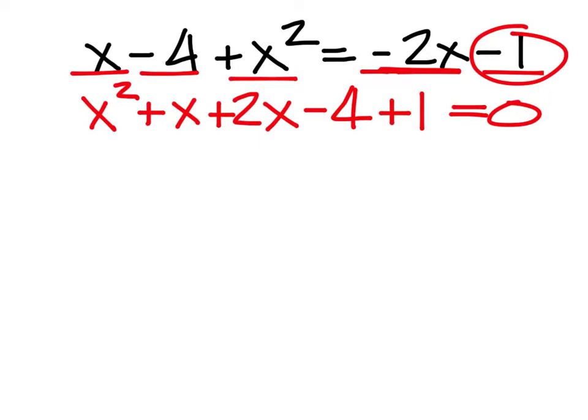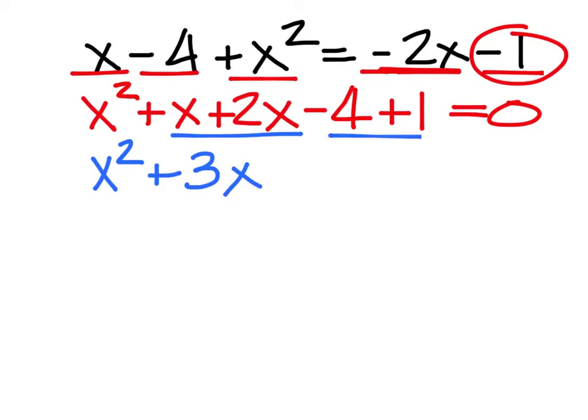Any questions about what we just did there? Okay. What can I do to simplify first? Keep your x squared. And then combine your x and 2x. X and 2x will give me 3x. Now what? And then combine your negative 4 and 1. Negative 4 and 1 will give me a negative 3. So we're in the right form now. Any questions up to this point?